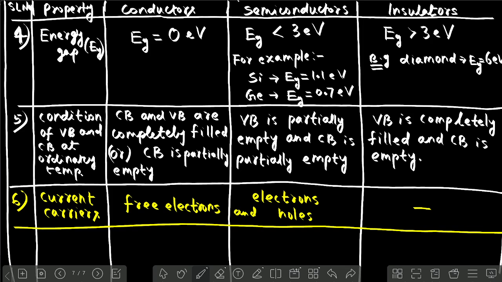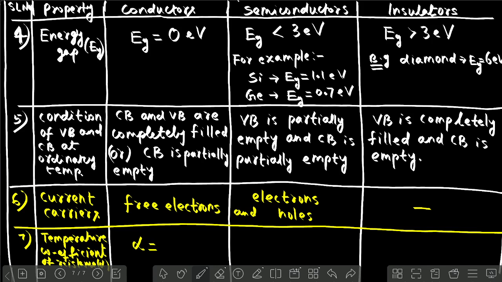Now the 7th one. In the 7th one we will try to understand the temperature coefficient of resistance. Write it down, all of you. Temperature coefficient of resistance, that is called alpha, basically alpha. So what is the temperature coefficient of resistance?